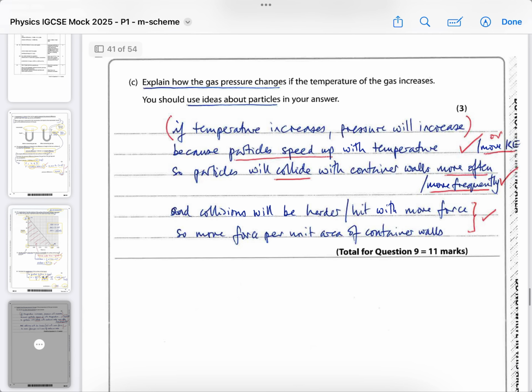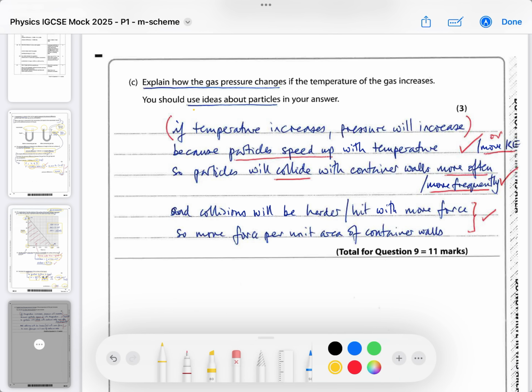Part C says, explain how the gas pressure changes if the temperature of the gas increases. So you know that pressure and temperature are directly related, they're directly proportional, but it says you should use ideas about particles. So they're talking about the kinetic theory of gases, so they want a microscopic understanding rather than a mathematical understanding. If the temperature increases, we know the pressure will increase, but we want to explain it in terms of particles.